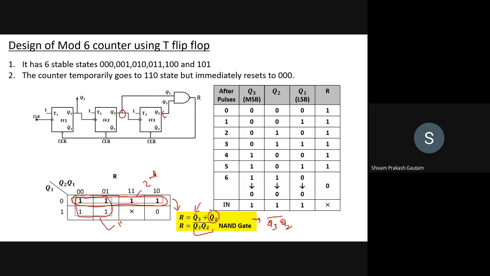You can see Q3 and Q2 have been taken, and when you pass them through a NAND gate, it will be Q2, Q3 whole bar, which is exactly this expression. Now it is clear. So after finding the value in the K-map, we are implementing it in the circuit.